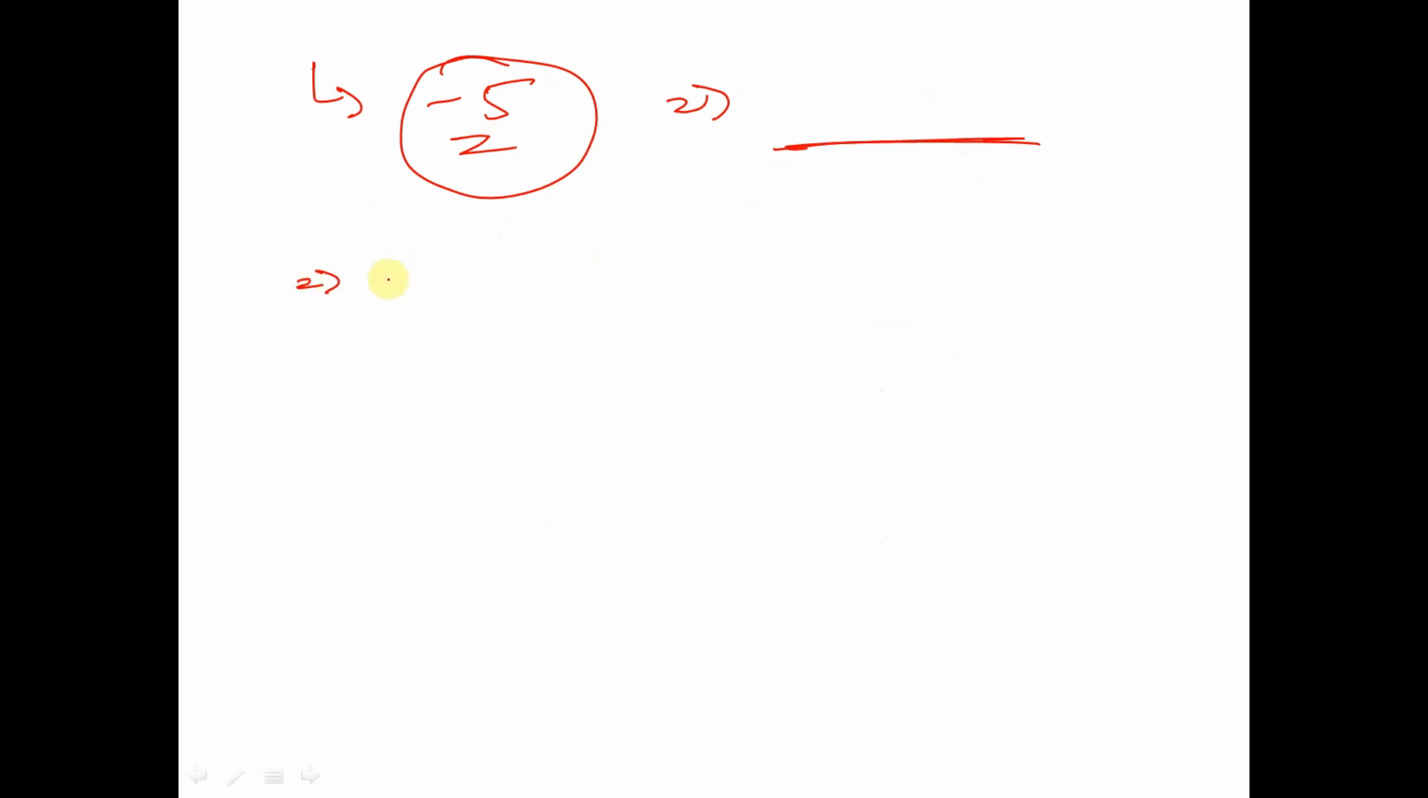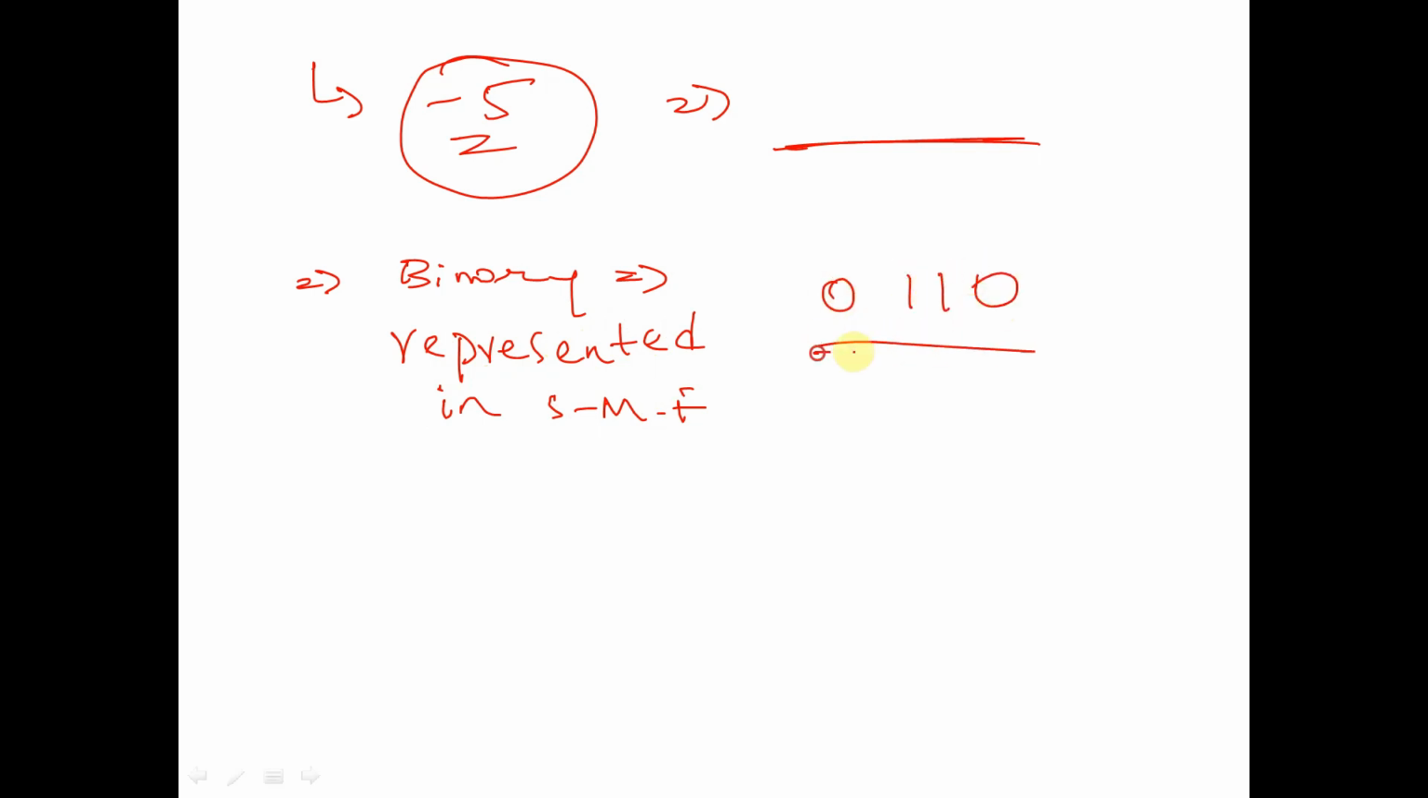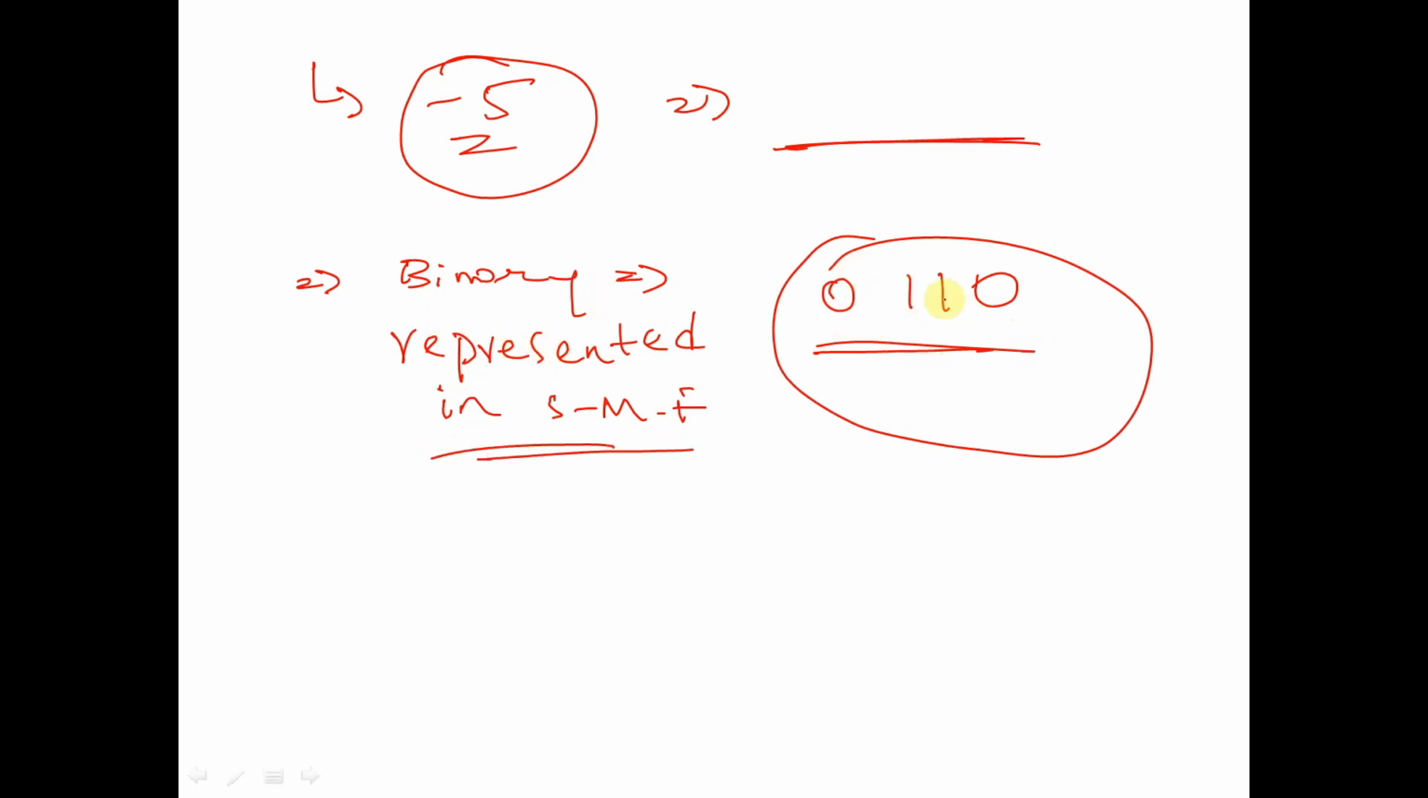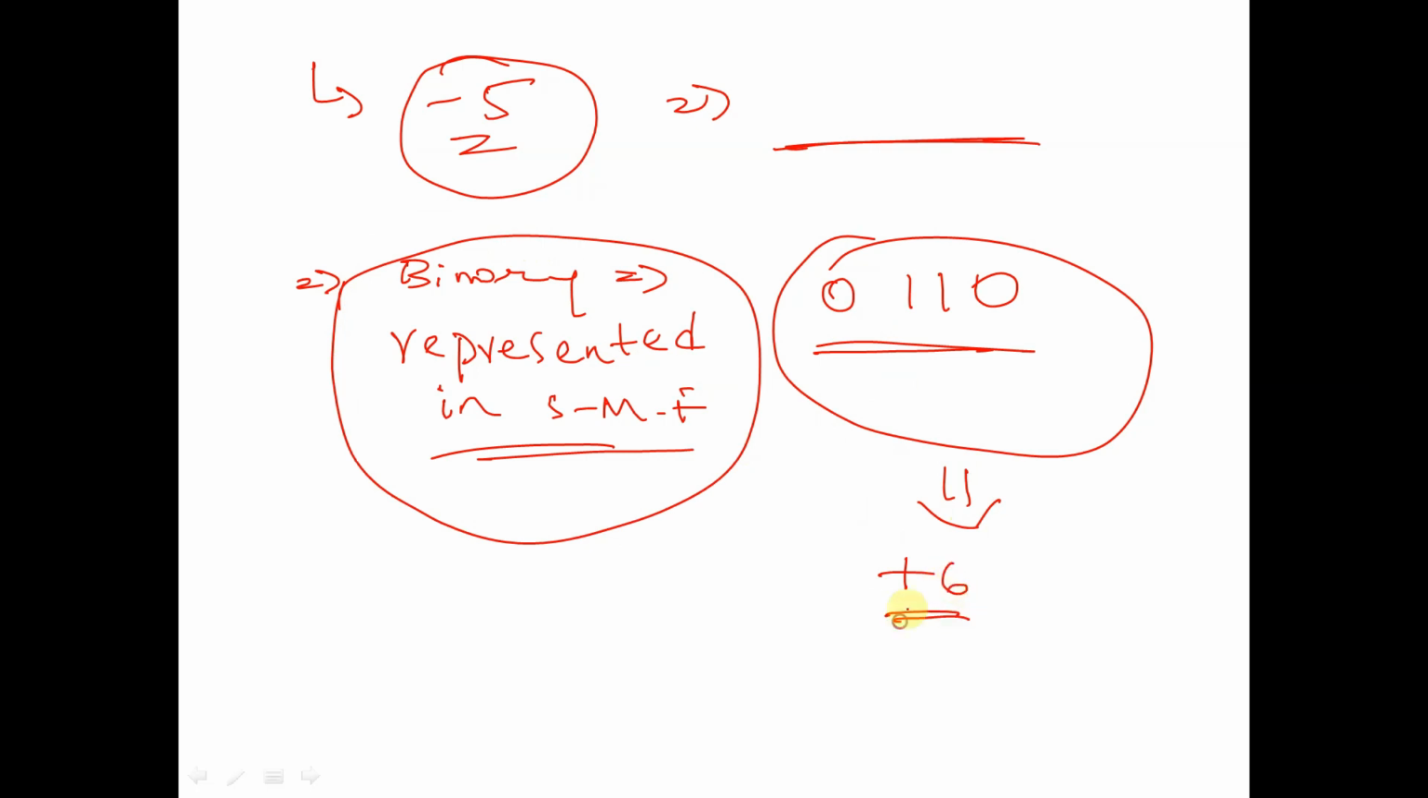If there is a binary number represented in sign magnitude form, I am mentioning here that the binary number is represented in sign magnitude form. Say suppose 0 1 1 0, it is represented in signed magnitude form. If I have not mentioned this, then simply it is equal to 6, but I am mentioning it is represented in signed magnitude form, so this is equal to plus 6.